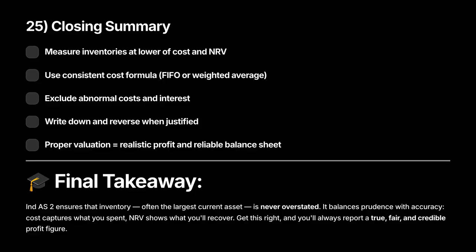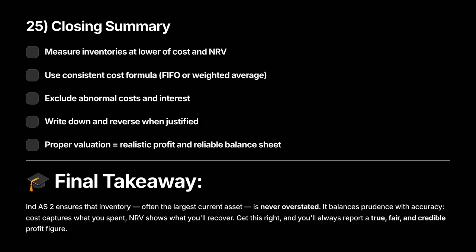Closing summary. Measure inventories at the lower of cost and NRV. Choose a consistent cost formula, FIFO or weighted average, and apply it faithfully. Exclude abnormal costs and only capitalize borrowing costs for qualifying assets. Write down inventories when NRV is lower. Reverse write-downs when justified. Good inventory accounting protects profit accuracy and balance sheet reliability.